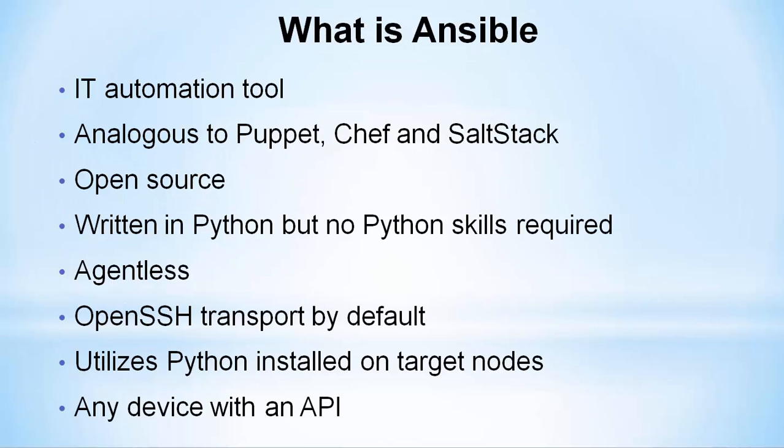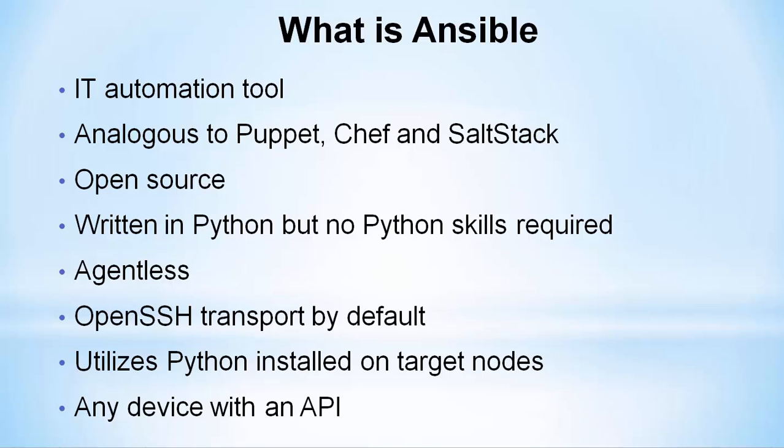What is Ansible? Ansible is an IT automation tool used in server deployments. It is similar in function or purpose to tools like Puppet, Chef, and SaltStack. Ansible is open source and free to use. It is written in Python, but Python development skills are not required to use it.